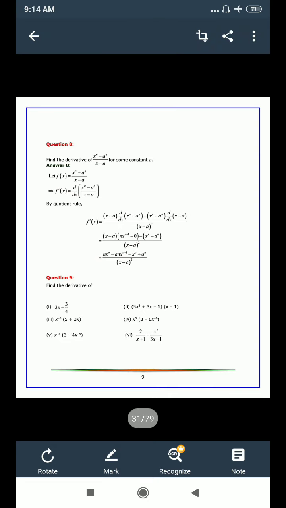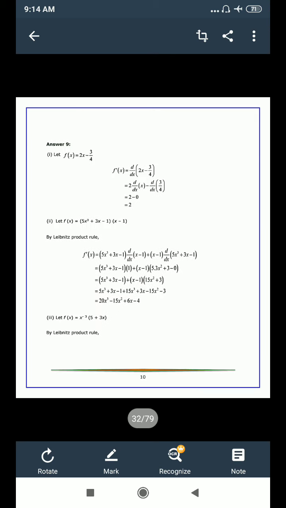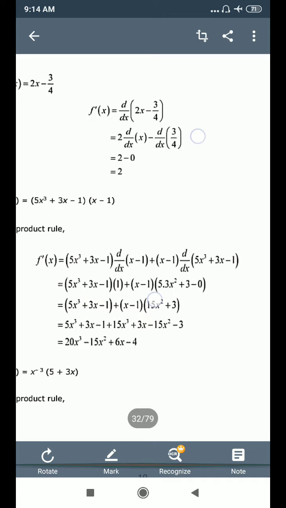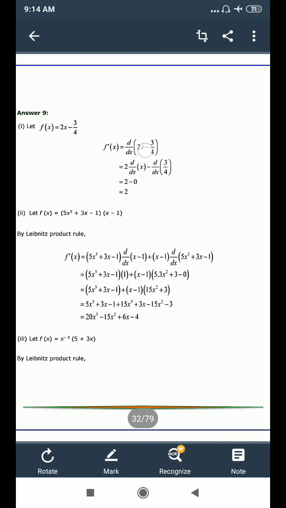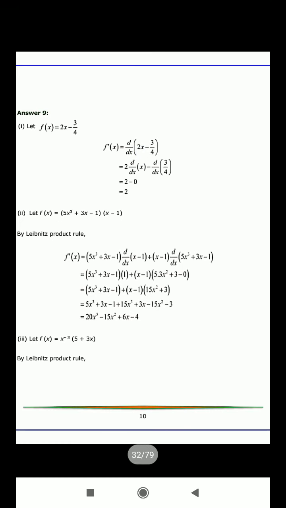Similarly, your question number 9 is there, find the derivative of 2x minus 3 by 4. So many question parts are there, but it is quite simple. You have to find the derivative of 2x minus 3 by 4. So f dash x will be equal to d over dx of 2x minus 3 by 4. First the derivative of 2x, so 2 we will take out and differentiate x, and then the derivative of 3 by 4. Now differentiation of x is 1 and this is a constant, so its differentiation is 0. So it will be 2 only.